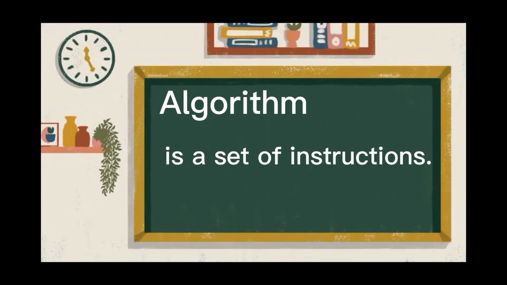Algorithm is a set of instructions. In the computer world, there are voluminous data which computers have to deal with. Hence, there must be instructions that will tell them what to do to produce results. And these instructions are called algorithm.